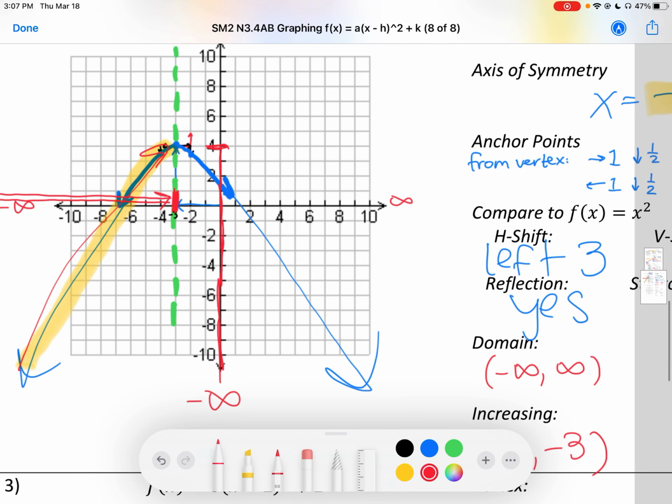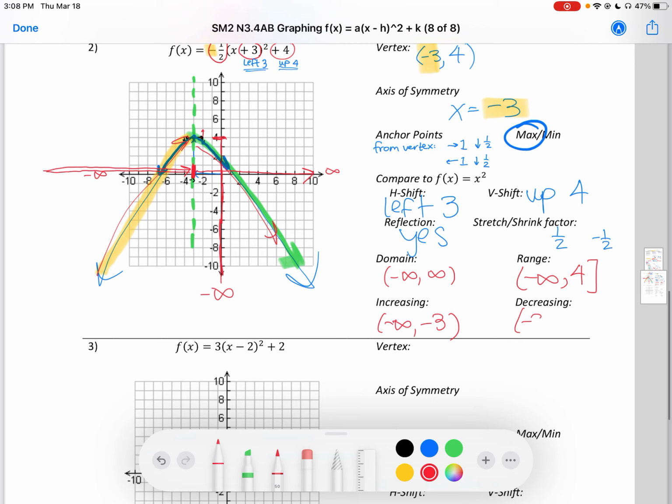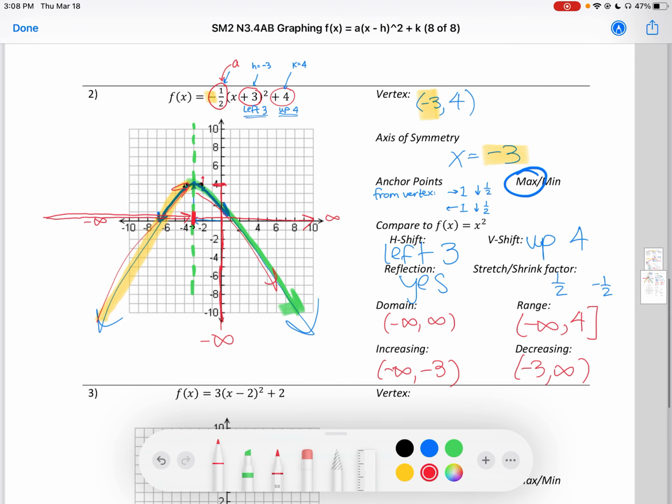And then the rest of the way, it's going to decrease. It's going down. I should have done that in a different color. Okay, so as I'm here at -3, as I move towards infinity, my graph is going down. Okay, so from -3 to infinity, my graph is decreasing. Okay, and that's how we graph that one.